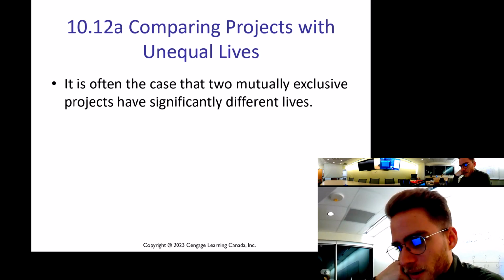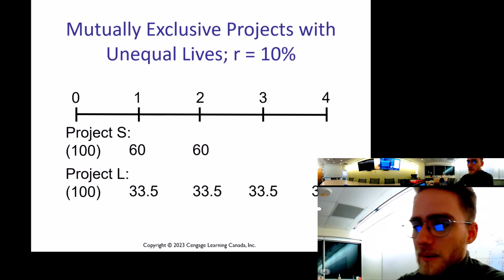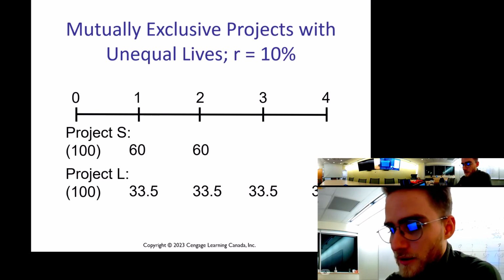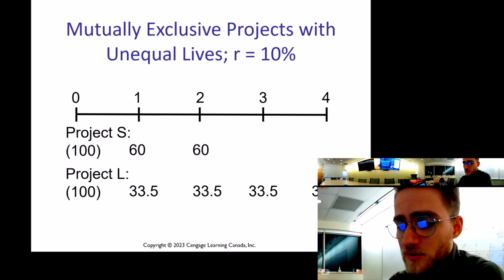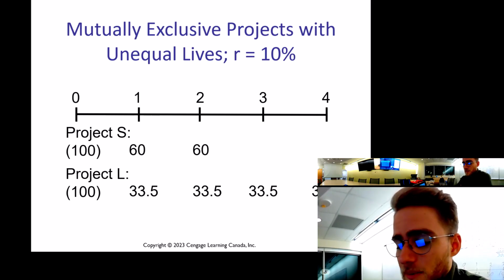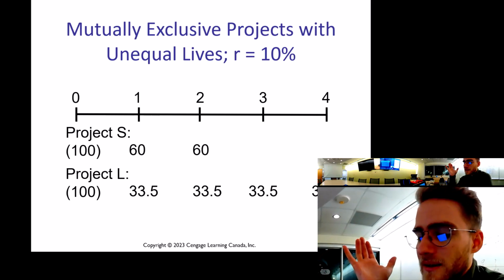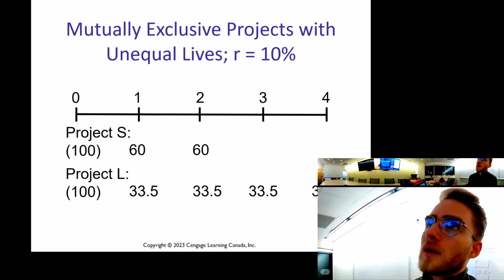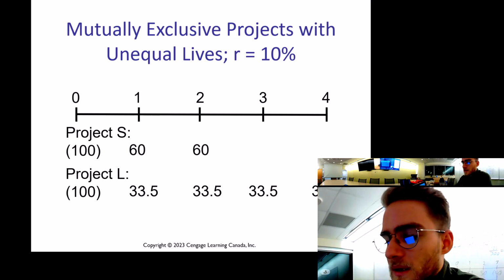So when you compare projects with unequal lives, it is often the case that two mutually exclusive projects will have significantly different lives. Say mutually exclusive projects with unequal lives, and your required rate is 10%. Project S and Project L have the same initial outflow of $100, but Project S earns $60 in year 1, $60 in year 2, and that's done, right? Whereas Project L earns 33.5 from year 1 to year 4, on a consistent uniform basis. So which one's better?